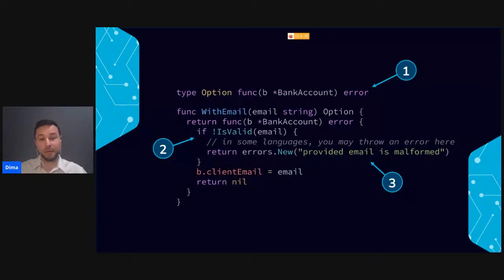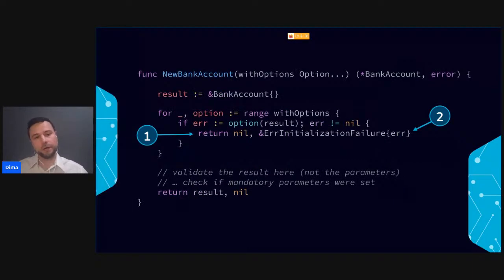So now we can modify our little simple option with email. We're still taking the parameter and returning a closure option. But this time, we will have a little validation routine at the very top, and we'll just check, is this email valid? And if it's not, we'll throw an error. And the rest is the same, except if there was no error, we'll return a nil. That's a small improvement.